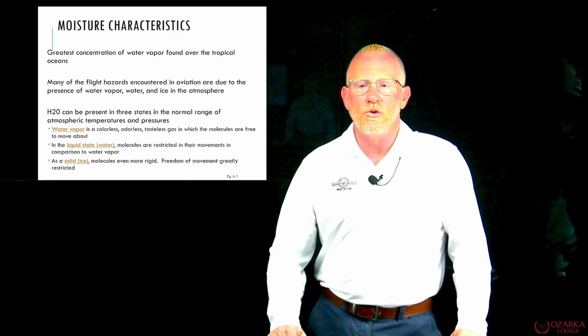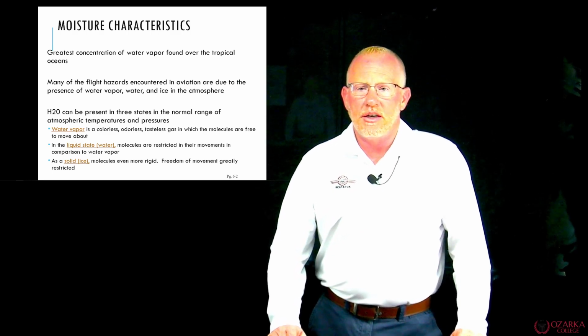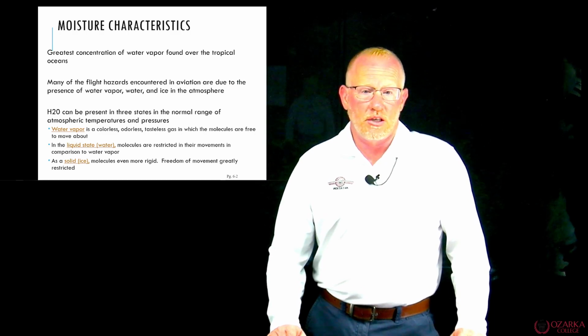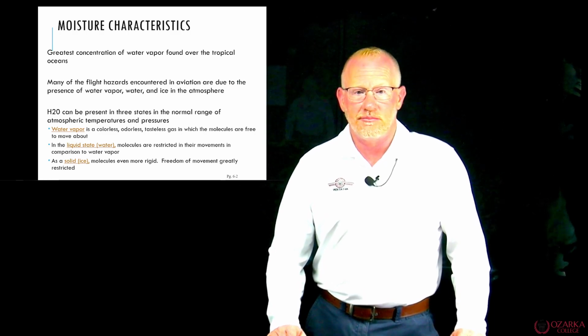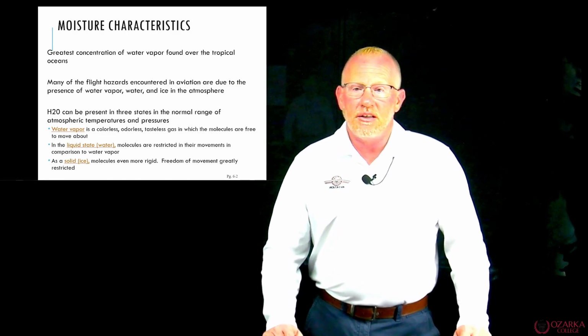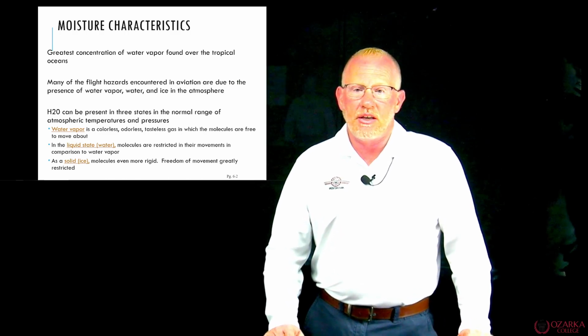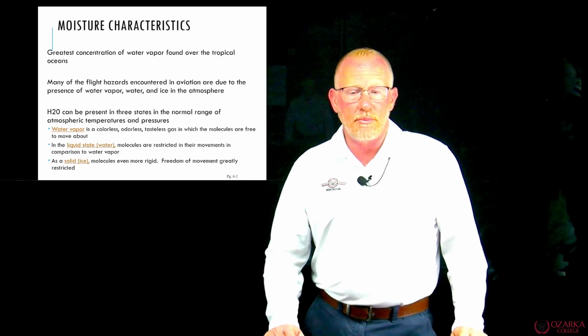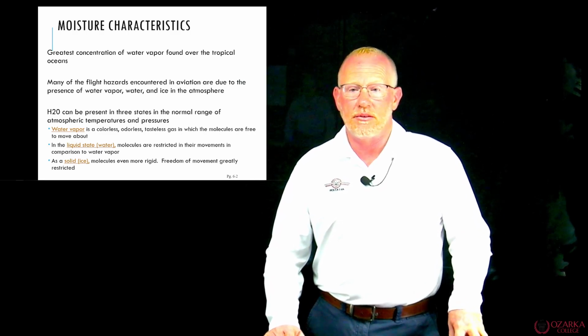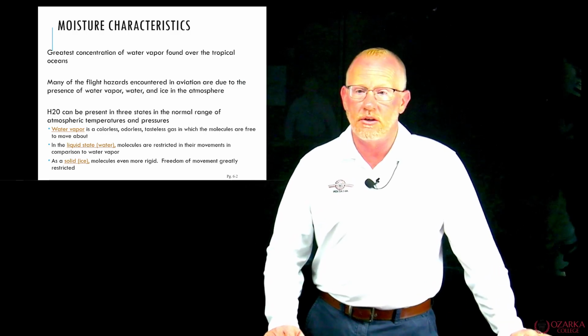So let's talk about some moisture characteristics. Greatest concentrations of water vapor are found over the tropics, over the oceans. Imagine that, right? There's a lot of water there. You're going to have a lot of water vapor, okay? Many of the flight hazards encountered in aviation are due to the presence of water vapor, water, and ice in the atmosphere, and you will learn about that throughout your aviation career, all right?